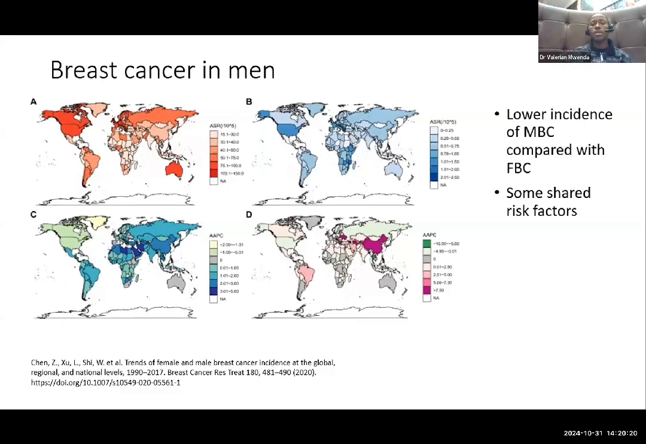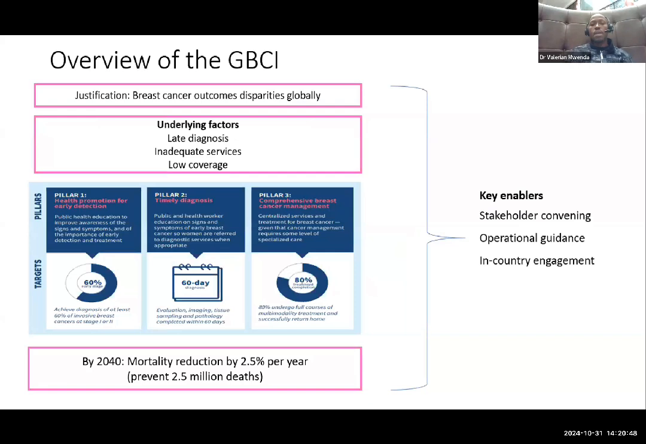Alcohol use and obesity are also recognized as risk factors for male breast cancer, as are some germline mutations and genetic risk factors. So interventions across our health programs that are targeting female breast cancer may end up having impacts on male breast cancer as well. So it's good always to keep in mind that the disease affects males as well, but at a much lower rate than in females.